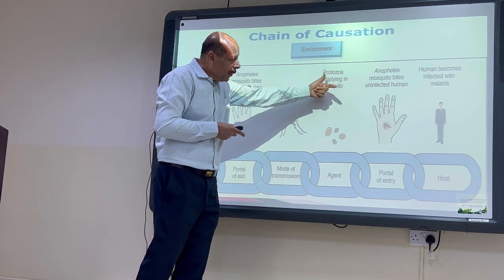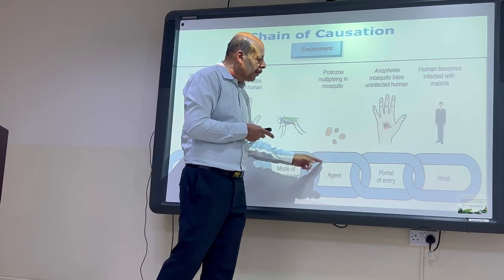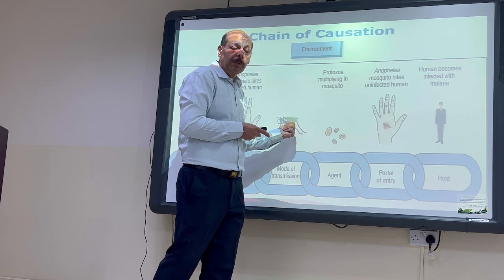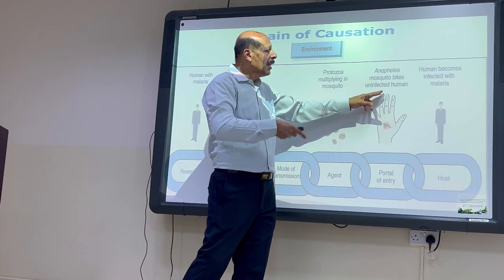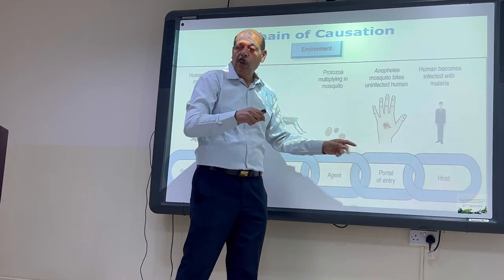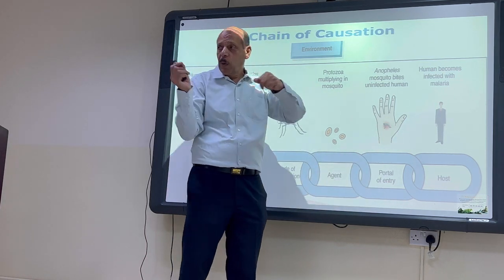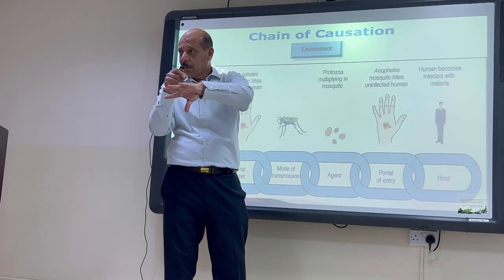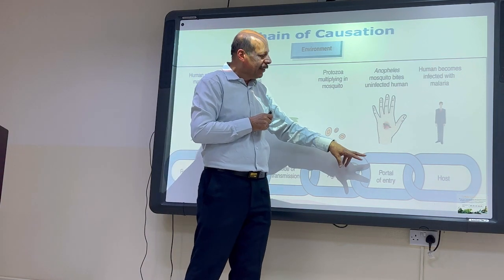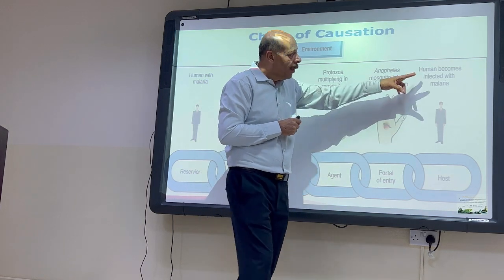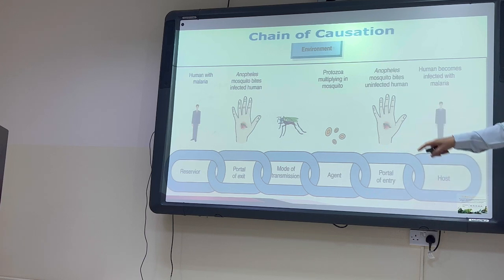So this is the mode of transmission. The agent will be developed here in the mosquito, and the Anopheles mosquito bites an infected human being. Then when it bites an uninfected human being, it injects that protozoa into the blood of that person. So the other human will become a new host. So this is the chain.